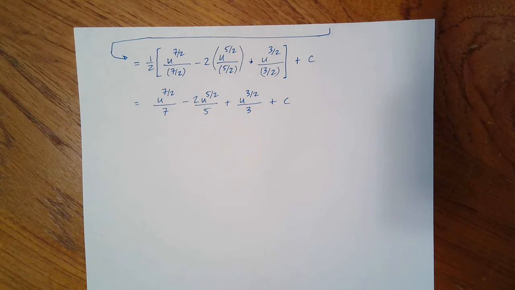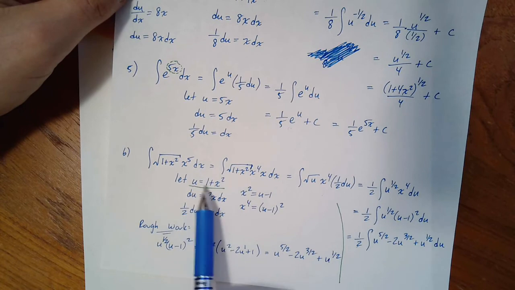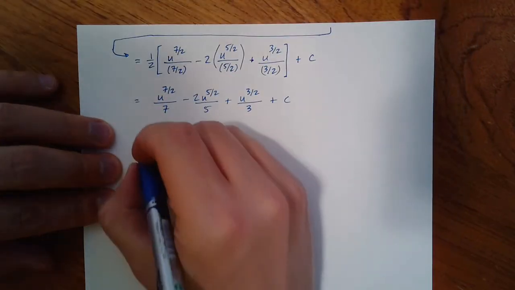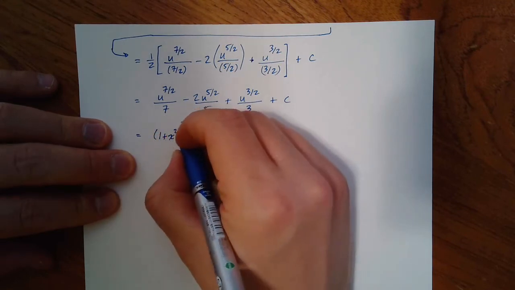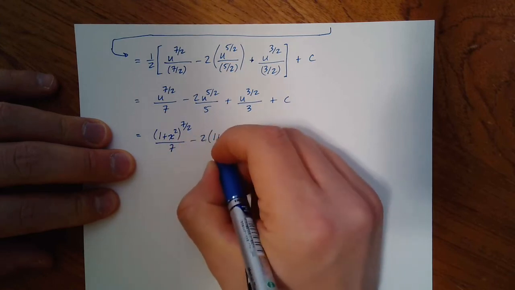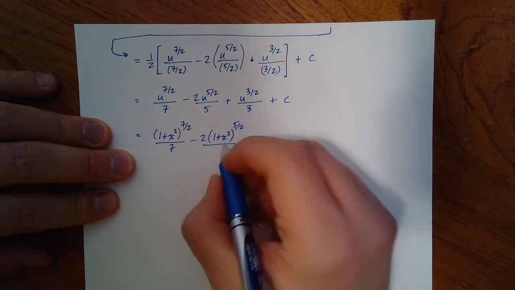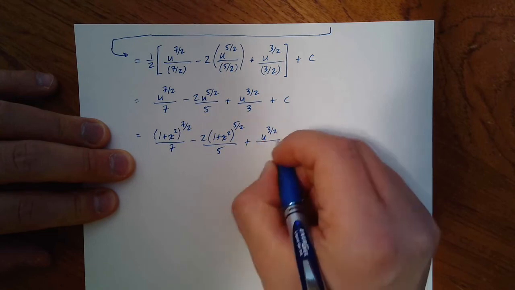And now we're going to plug in our substitution back, because we've done the antiderivative now. The antiderivative has been taken, so now it's time to undo our substitution, which we originally did u equals 1 plus x squared. So we're going to plug 1 plus x squared in for u, and then we're done. So we get 1 plus x squared to the 7/2 over 7 minus 2 times 1 plus x squared to the 5/2 over 5. And then lastly, u to the 3/2.